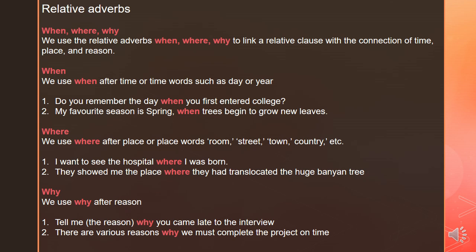Now, here we are remembering the time when a person entered the college for the first time. Well, now you are remembering the time when you first entered the college. Next, my favorite season is spring, when trees begin to grow new leaves. Again, here he is talking about the season, which is the spring season.